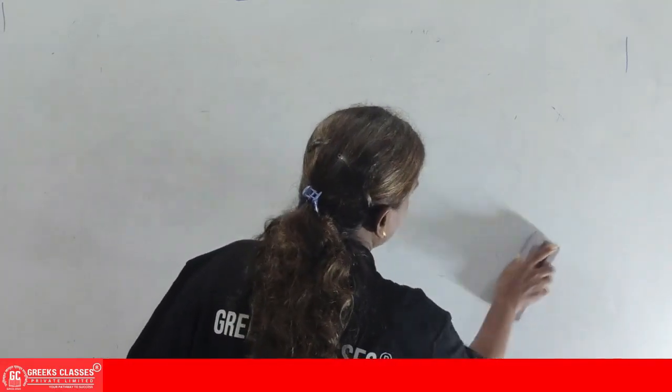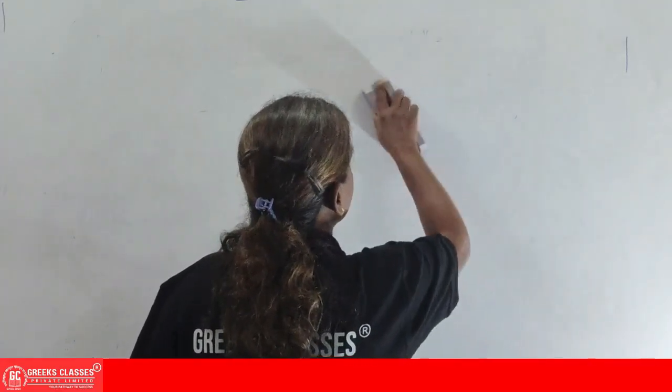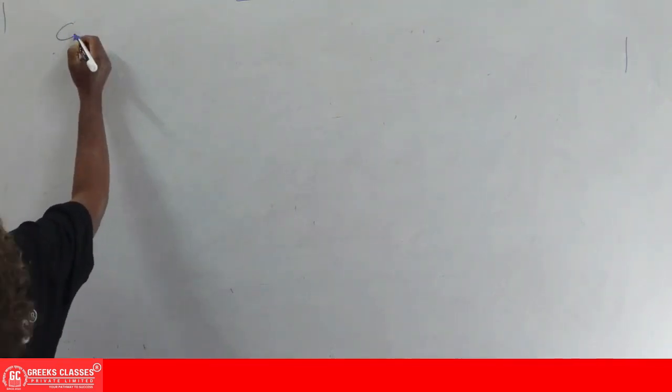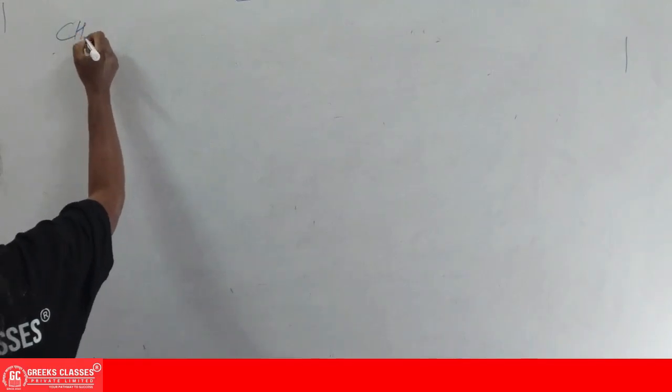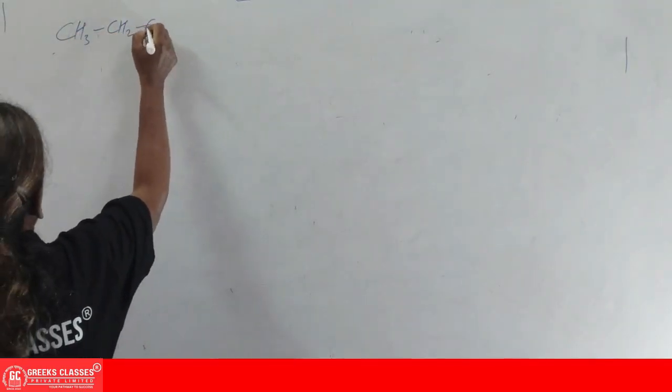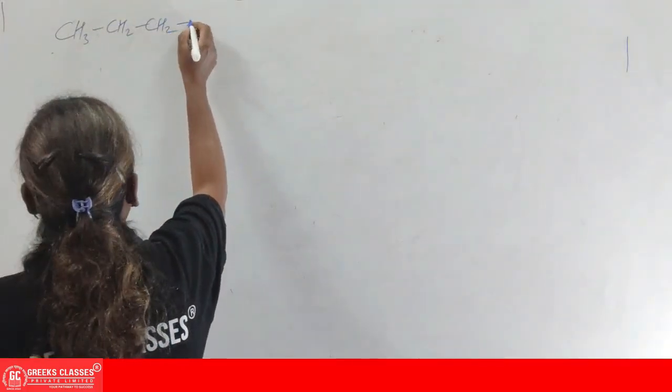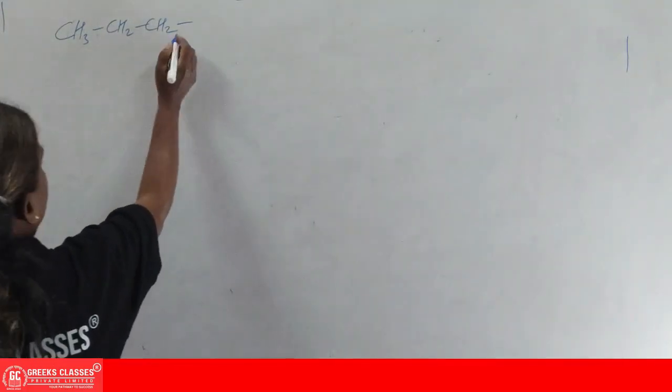So what are the rules? Yes, the first point is to identify the longest chain. That's right, correct. So the first point is we should know the longest chain. And after that, one thing I want to tell you is that we should know the different groups, like CH3, CH2. These are the groups which act as substituents. So now look at this.